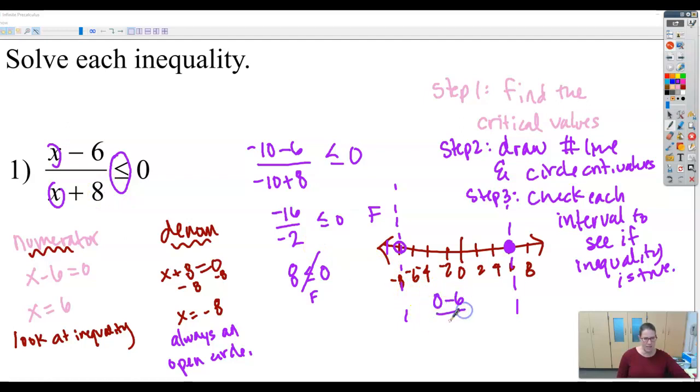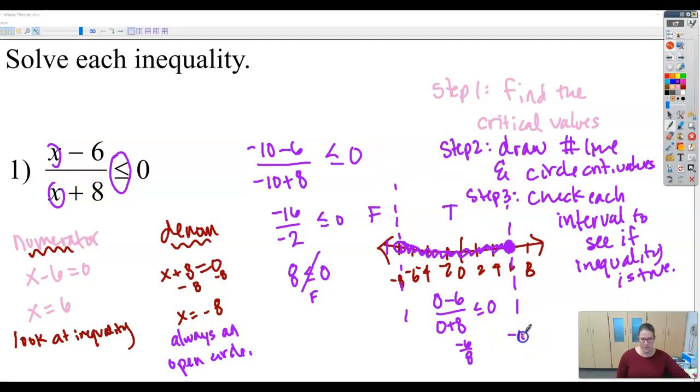So 0 minus 6 over 0 plus 8 is less than or equal to 0. This would give me negative 6 over 8, which is a negative number, and negative numbers are less than 0. So this is true, and this interval will get highlighted or shaded in. Then I would want to check my third one. Most often they switch from false to true to false, but not every time. Occasionally you may get two true intervals in a row, so we do need to check. I'm going to plug 8 in, but you could do 10 or 12 or anything bigger than 6.